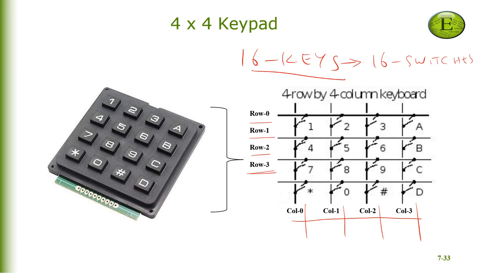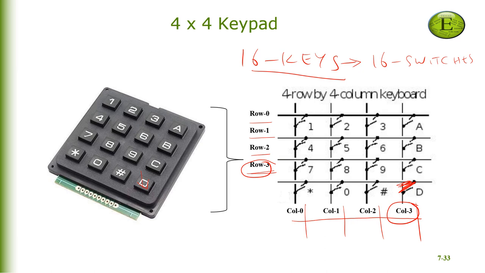What happens is that whenever a key is pressed, the corresponding switch is closed. For instance, if we press 1, we are pressing this key. Therefore, the switch which corresponds to key 1 is closed, which is going to short circuit the row 0 wire with column 0. So whatever voltage signal is at row 0 will be available at column 0. Another example would be if we press key D, that means this switch is pressed, and in this case, row 3 and column 3 wires are short circuited.